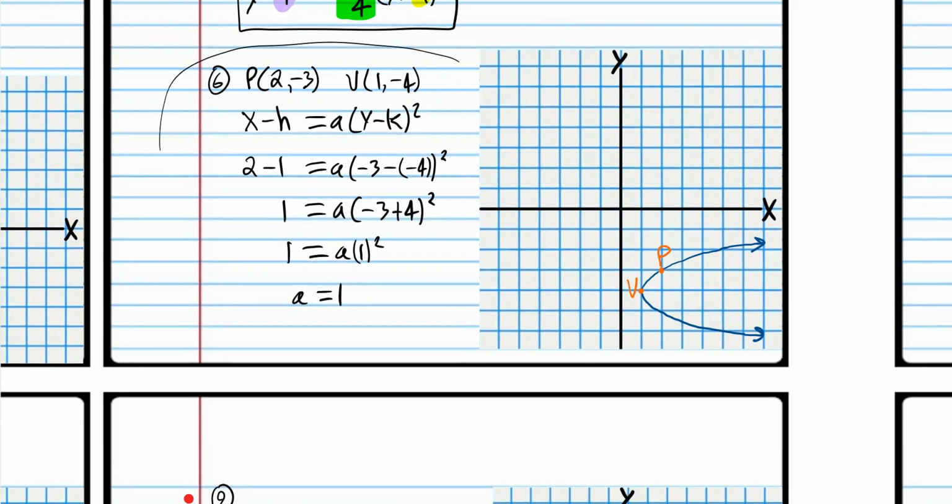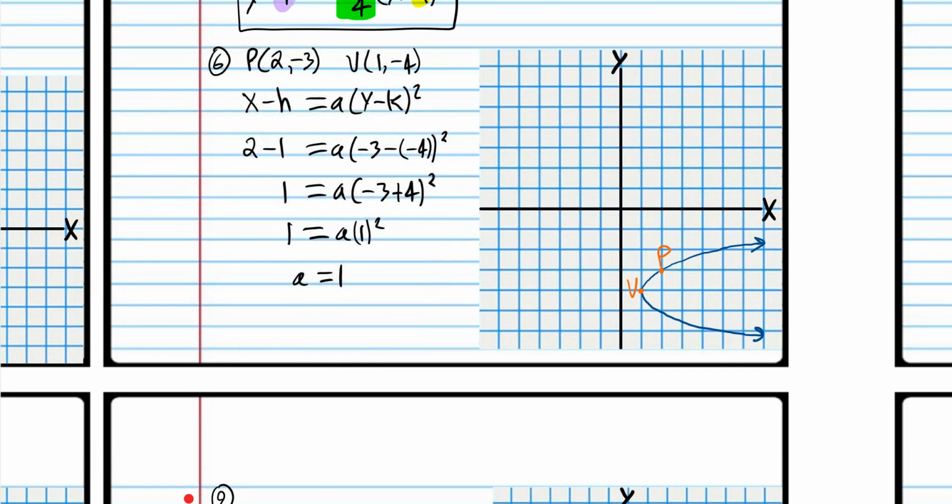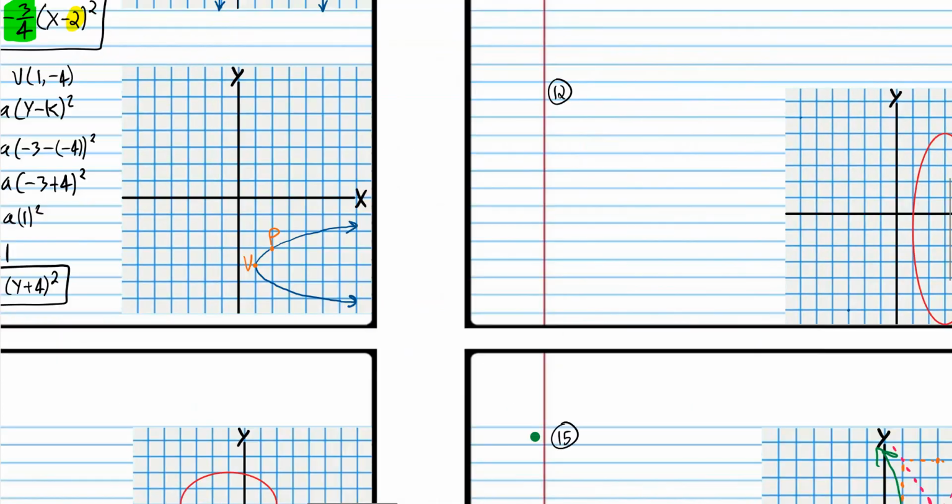So now we're ready to write the equation. And it is x minus the x value of the vertex is equal to 1 times y minus the y value of the vertex, but that changes it to a positive. And we don't really have a lot of room there to keep writing.